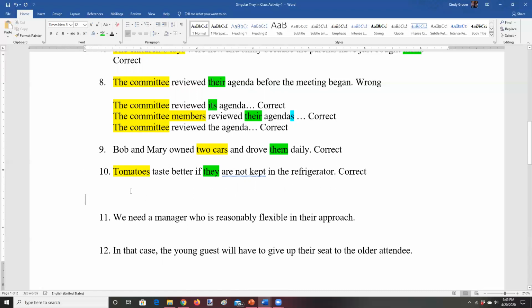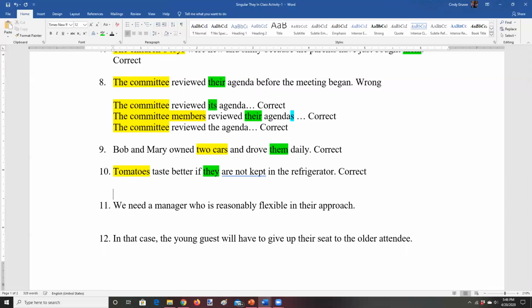We need, well, it's not cooperating, is it? Okay.